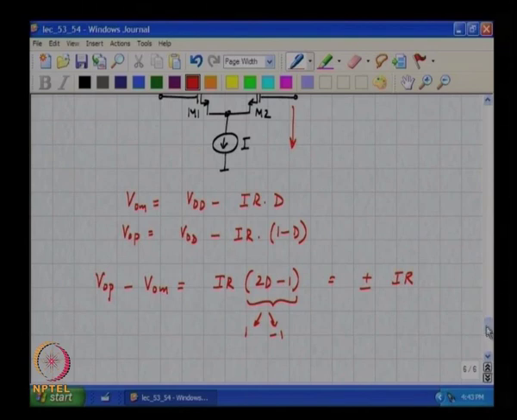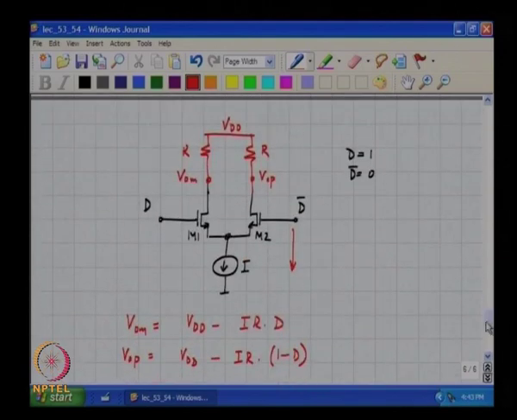Okay. The reason why this is called a current steering network is because this tail current I is either steered to the left or to the right depending on the sign of D.